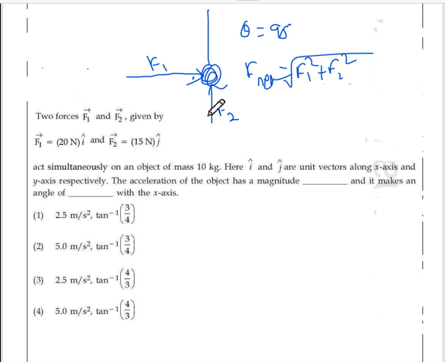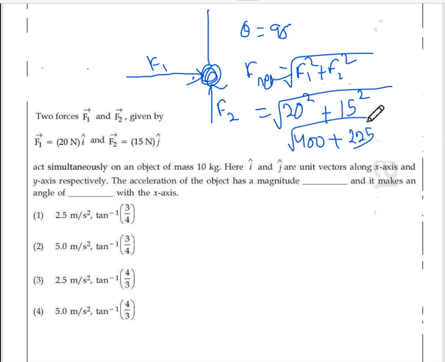Okay, so I can just put in the values. It will become 20 squared plus 15 squared, taking only the values, not the direction. So 20 squared plus 15 squared is 400 plus 225, which is the square root of 625, which is 25. So the force acting on the object is 25 Newton.